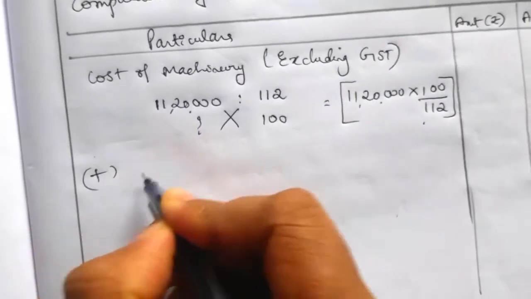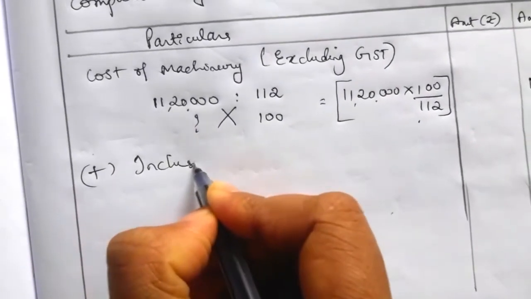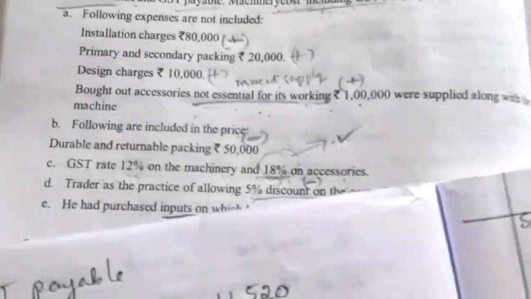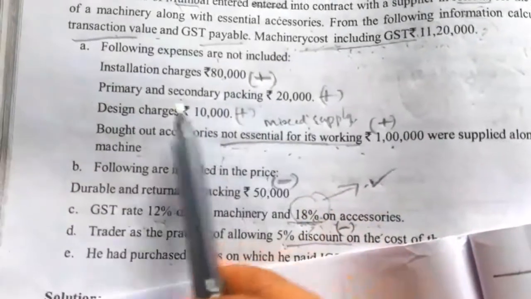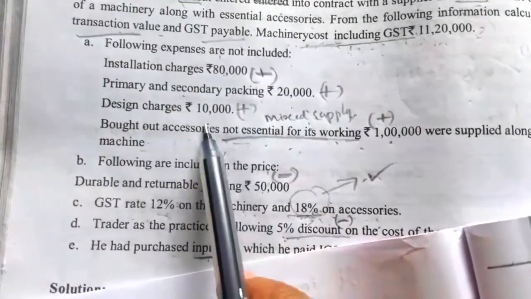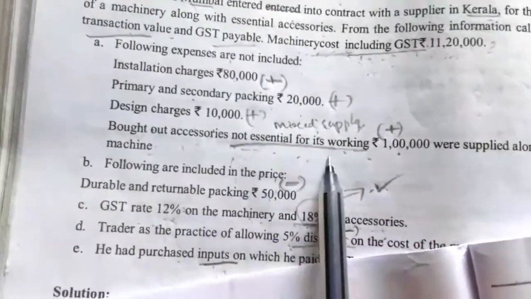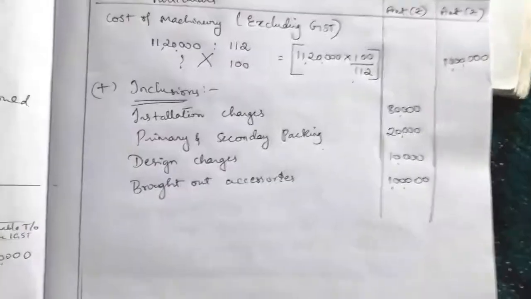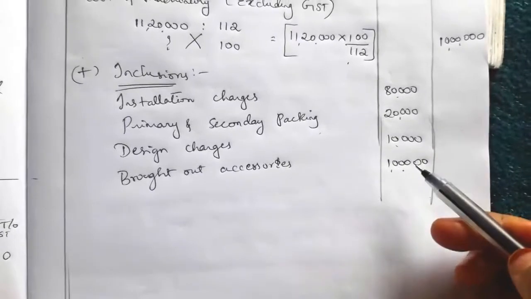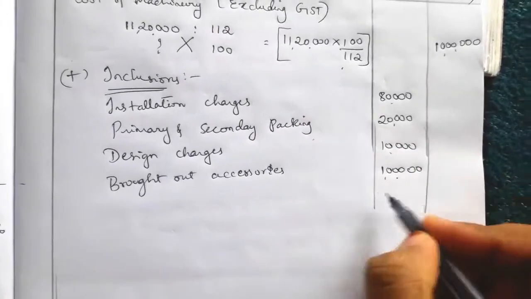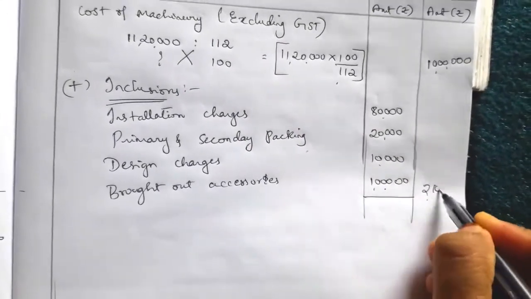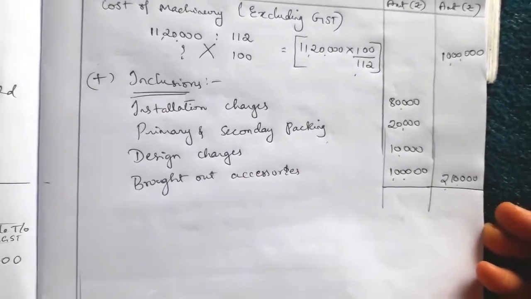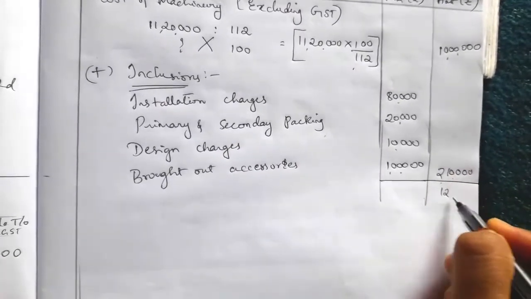Next we have to add the inclusions. We'll take all the inclusions one by one: installation charges, primary and secondary packing, design charges, and the brought out accessories. So total 4 inclusions. The total of inclusions is 1 lakh plus 2 lakh, 2,10,000. So 10 lakh plus 2,10,000 is equal to 12,10,000.